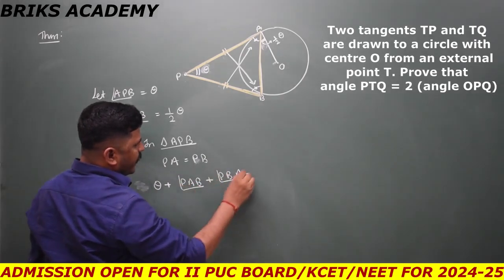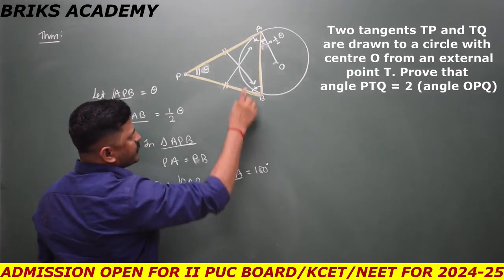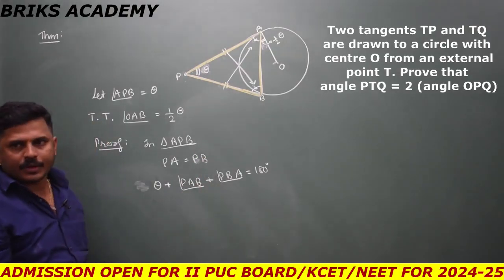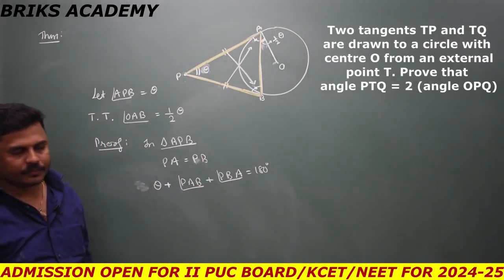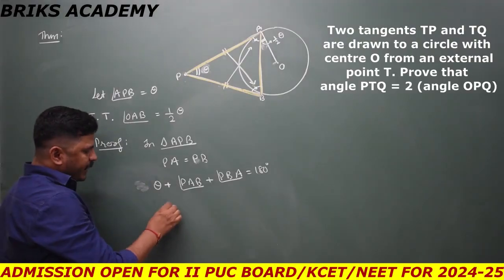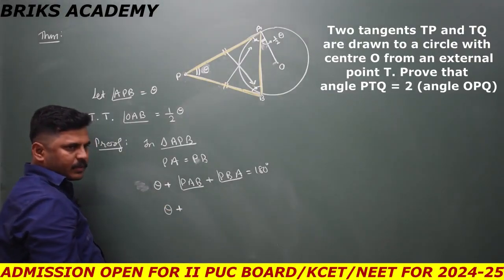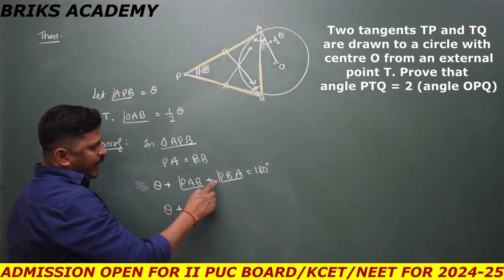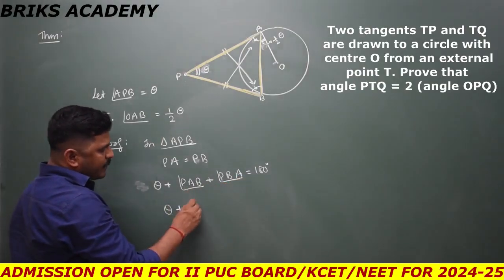Is it equal to 180? 180, sum of the angles of a triangle. Is it equal to 180? Now, this is theta plus, can I write PAB plus PB as 2 times PAB?